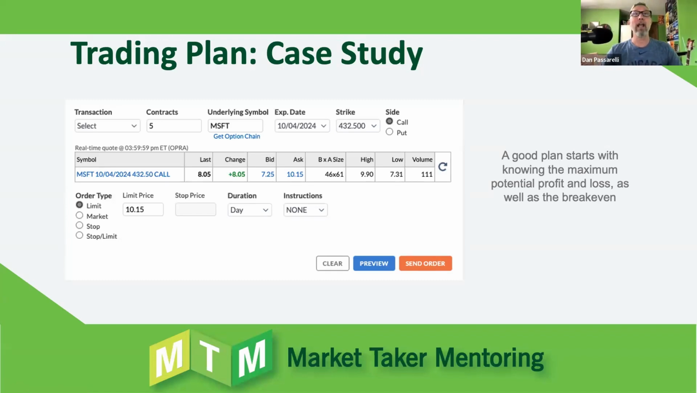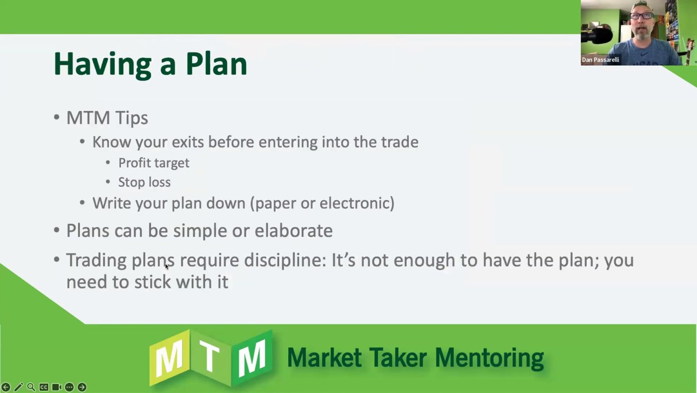If I end up holding this call to break even, which I won't do, but just in case, where does it have to get above? Well, remember, that's a strike price plus the option price. So that would be 432.65 is the break even. If I know that, I'm halfway there to my trading plan.